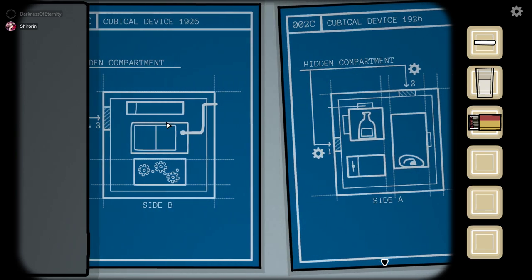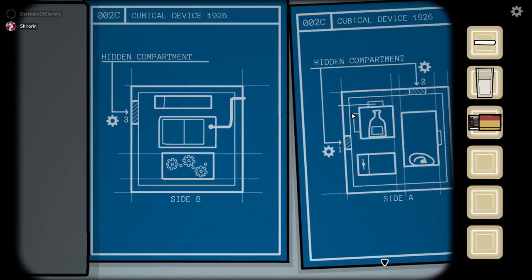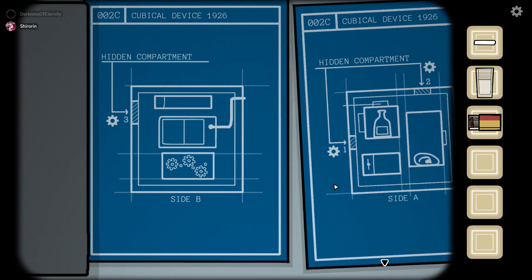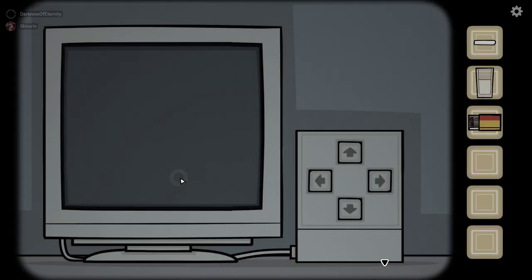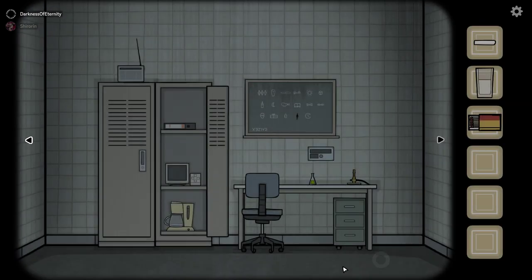Okay, I got a blueprint. Okay, hidden compartments. Okay, the side that you need the gears. Okay, it's on the left. I think you can, on the edge, is it? Yeah, it's the edge part. Yeah, I got it. Yeah, I see it. Okay, I think I know where to get the other ones. Yeah, they were too obvious with that one. Okay. Then I can put the gears in here.